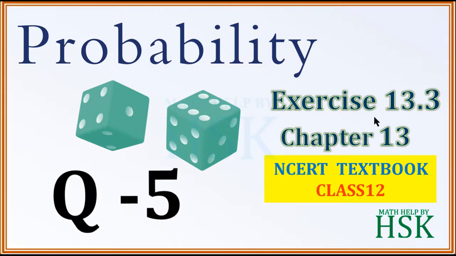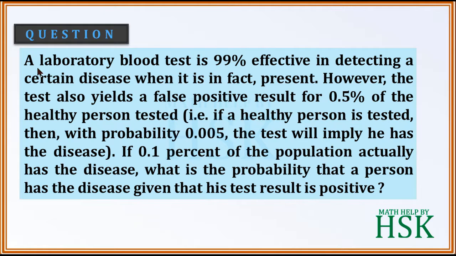Question number 5 of exercise 13.3. The question is, a lab blood test is 99% effective in detecting a certain disease when it is in fact present. Okay, so this means that in 99% of cases the disease is detected correctly.